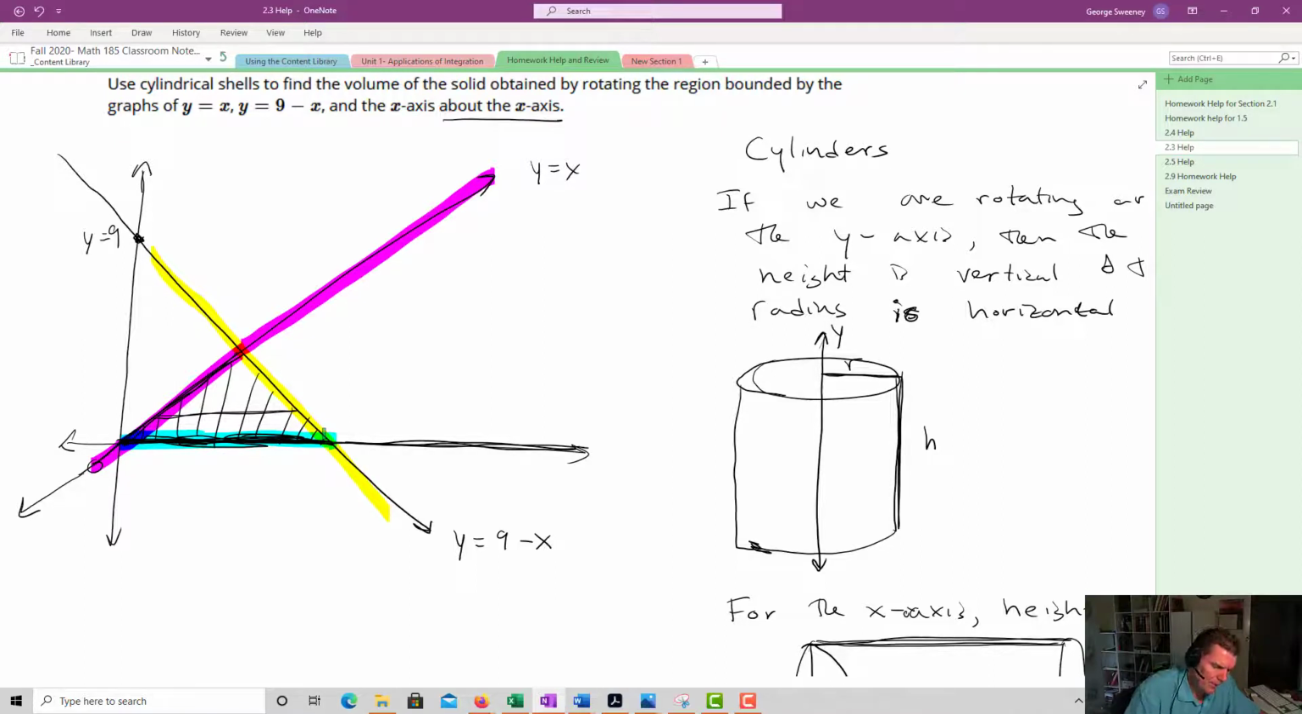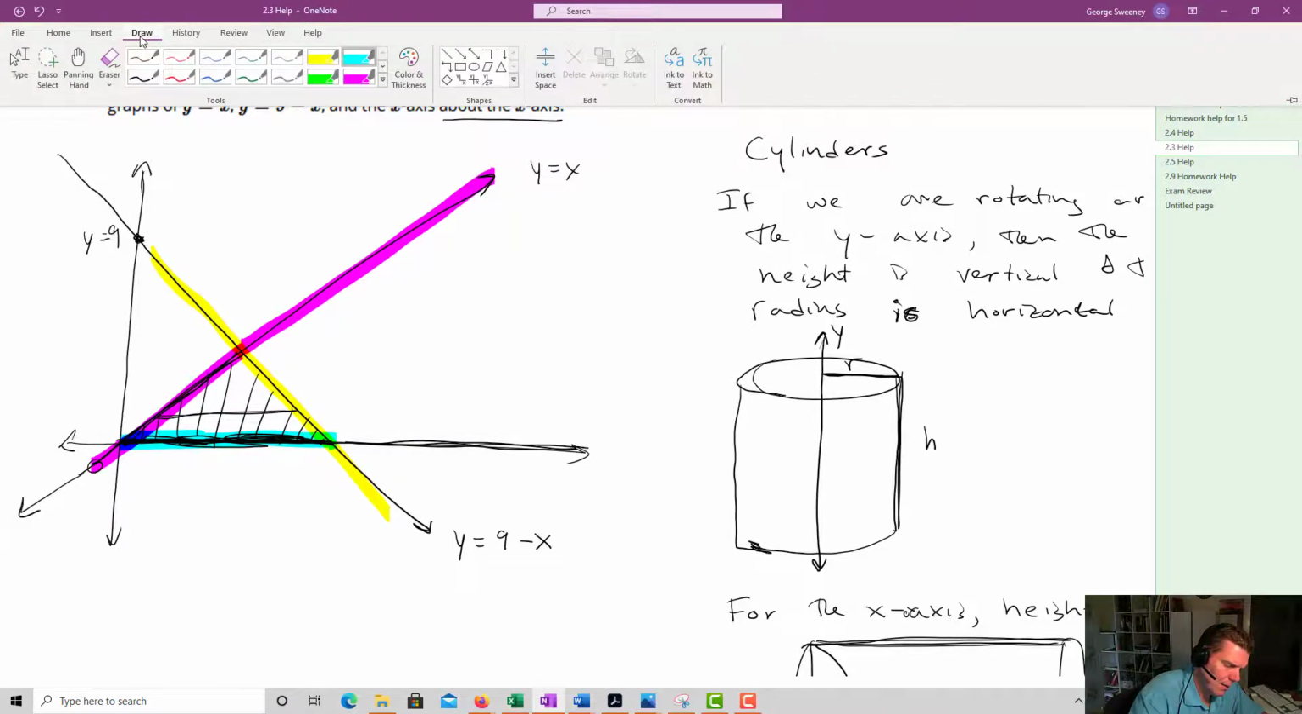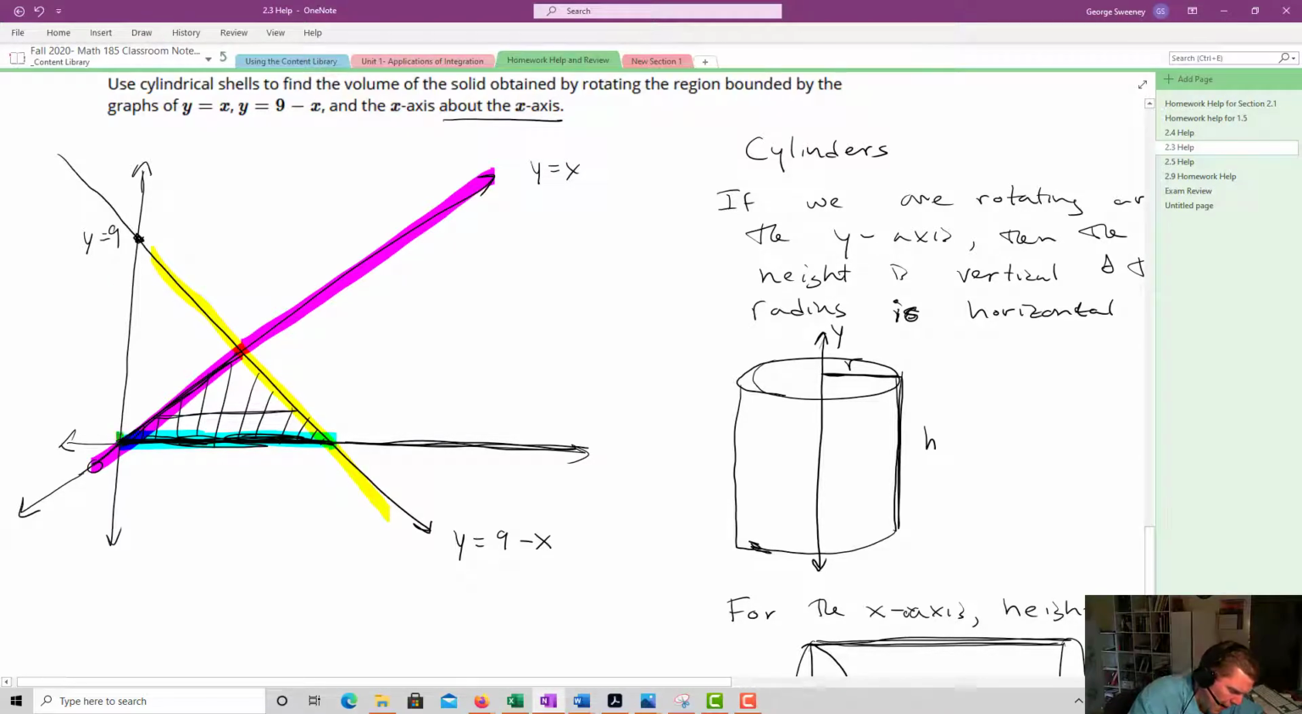Well, what's our radius? Our radius in this case is going to be along the y-axis. So for example, here's my radius. You imagine the cylinder going around the x-axis, so my radius is going to be some value for y. When I'm at this point, then here's my height. So it's going to relate to some y value, since we're going around the x-axis and our radius is some value of y because it's on the y-axis.